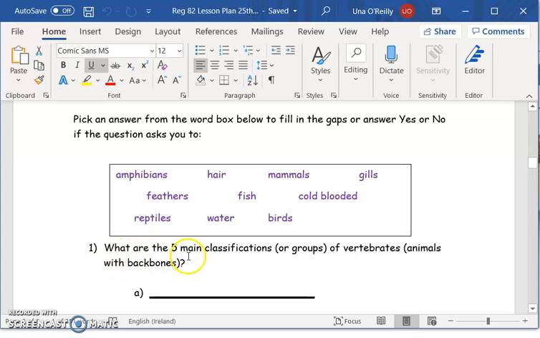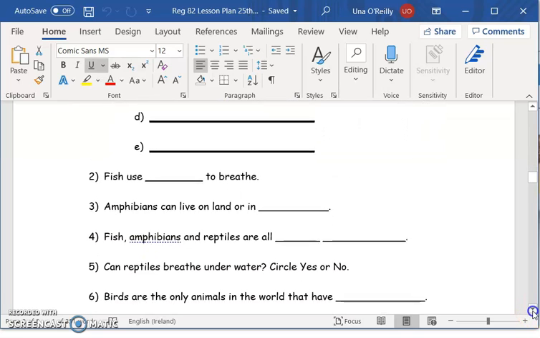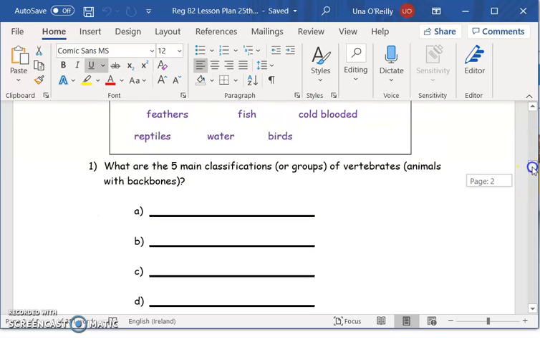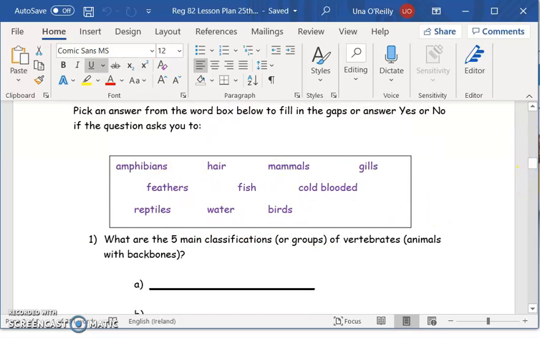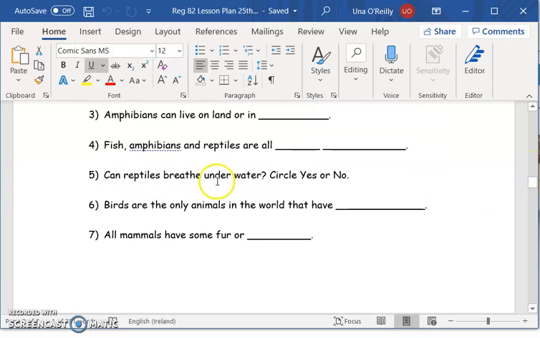So number one, what are the five main classifications or groups of vertebrates? That's animals with backbones. So if you listen to the video carefully, you'll be able to answer those. You've got five of them, A, B, C, D, and E. And as it goes through the video, you'll hear the answers to all of these questions. Like I said, all of the answers are up here. They're words from this box. The only one that's different is number 5. This is a yes or no. Can reptiles breathe underwater? Circle yes or no.